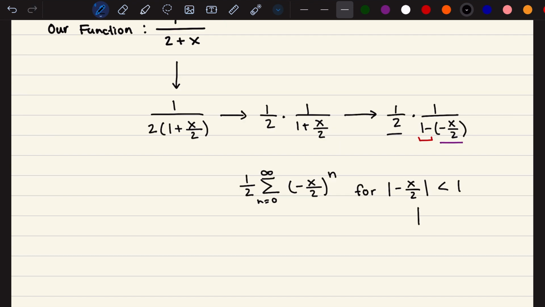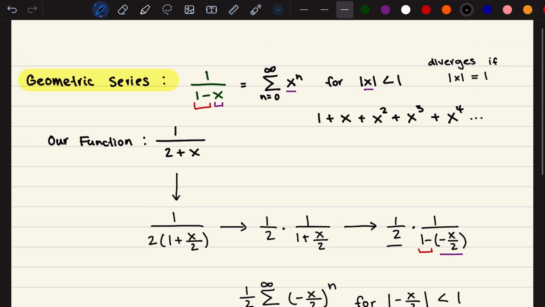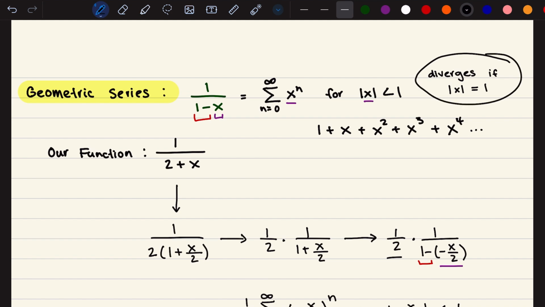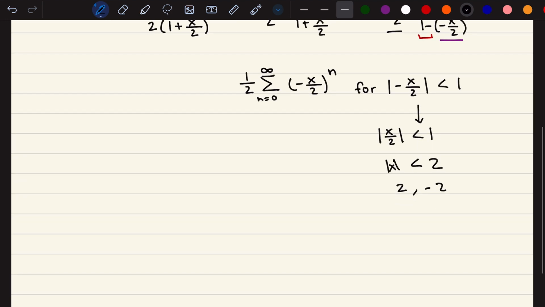Okay, so we can solve further. This will just be absolute value of x over 2 is less than 1. And ultimately that turns into absolute value of x is less than 2. So we know our interval will be -2 and 2, right? And we can test the endpoints if we want to. But also, again, for the geometric series, we know that it diverges at its endpoints. So we don't really need to test anything. So we can get our interval of convergence to be -2 to 2.